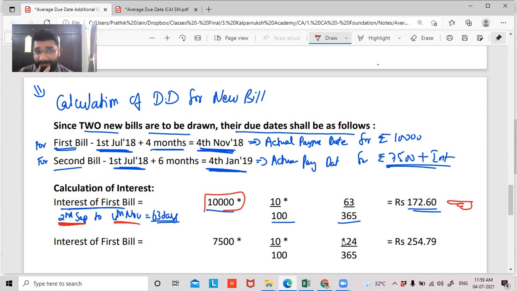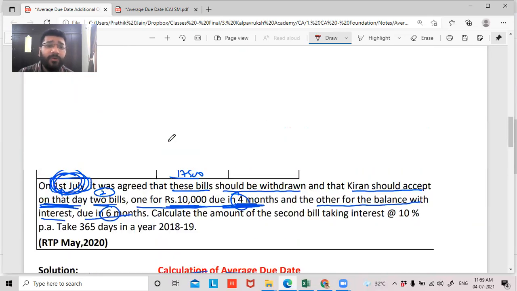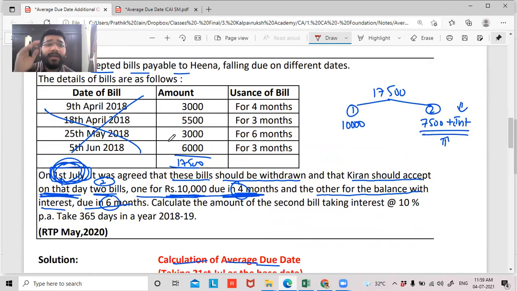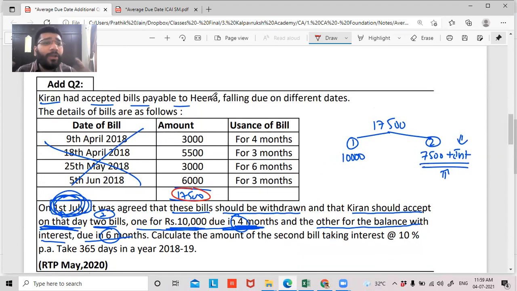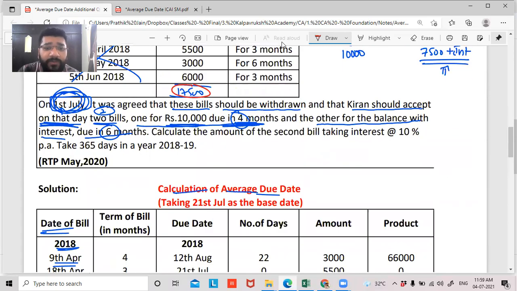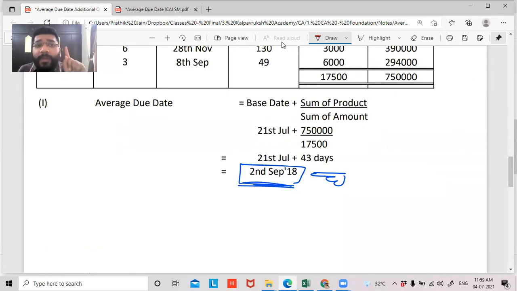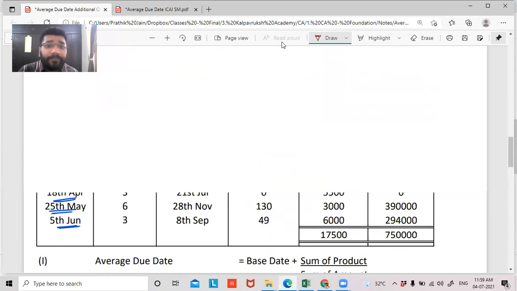Sir, can you explain it again, sir? Very simple, Kana. What they are telling is that if you look at the question, the date of bill is issued on different dates, right? And they said that, sir, we want to make the 17,500 entire payment on one date in such a way that neither Hina is gaining or losing any interest, nor Kiran is gaining or losing any interest. So that is why we calculated the average due date. So you arrived at an average due date of 2nd September. On 2nd September, had you made the payment, there would not have been any interest gained or lost by either of the parties. But what happened?